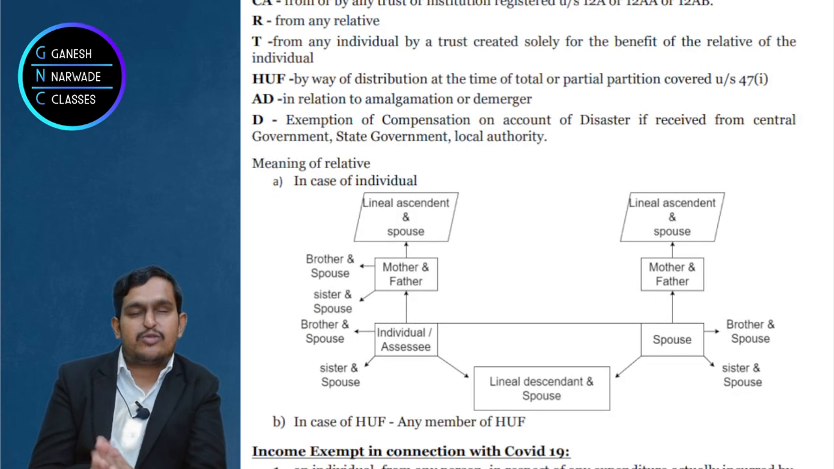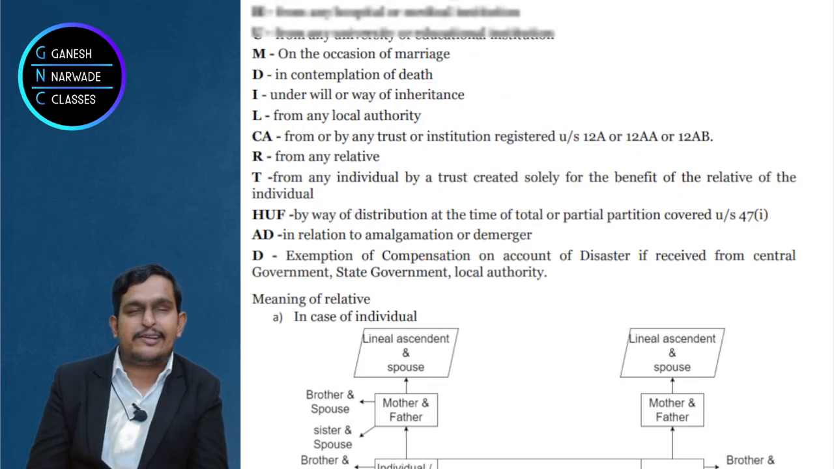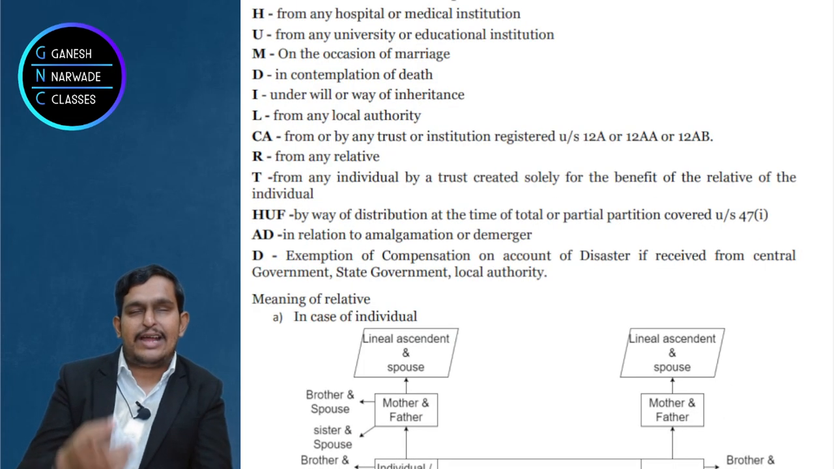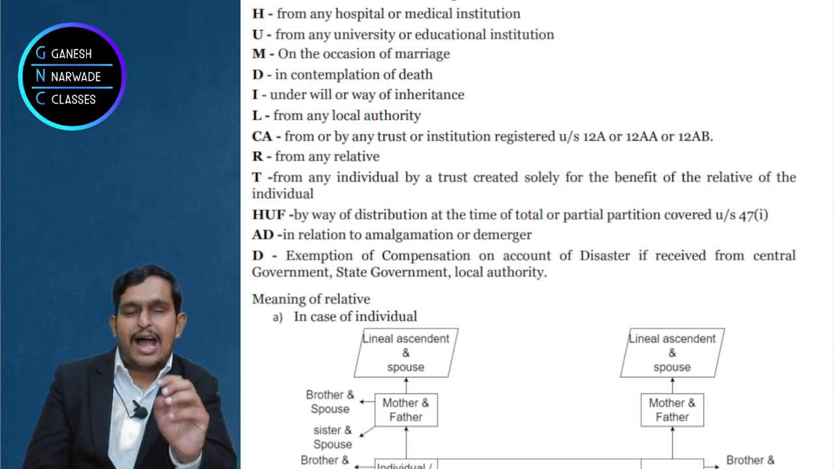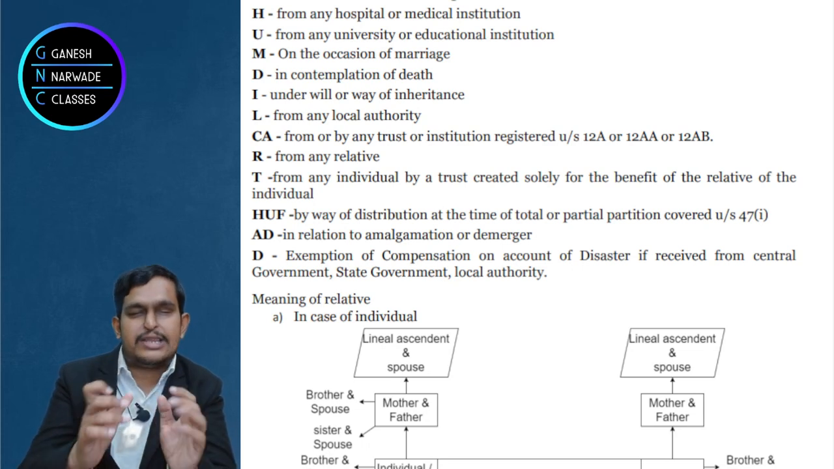Okay, H for hospital or medical institution, U for university or educational institution, M for marriage, D for death, I for inheritance or will, L for local authority, right? CART, charitable association or institution, you can use any word. R for relatives, which we discussed just now. T for trust, that is private trust basically.